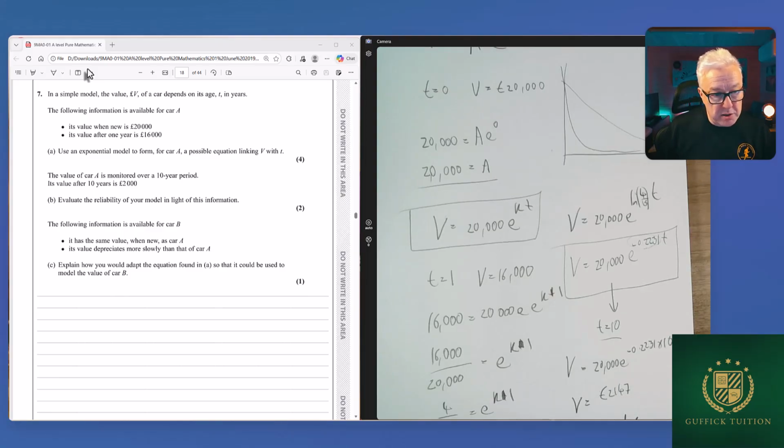That's one way that we could do it. Oh, what else have we got? It has the same value, yes, it depreciates more slowly. So that's what I would say. I would say that we could make the minus 0.223 less negative, and I think that would be an appropriate thing to do. Okay, perfect.